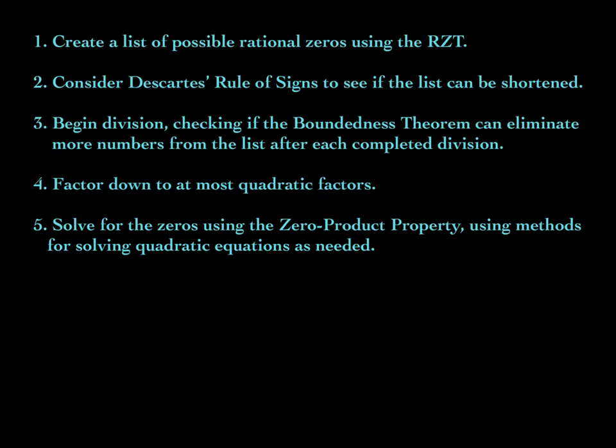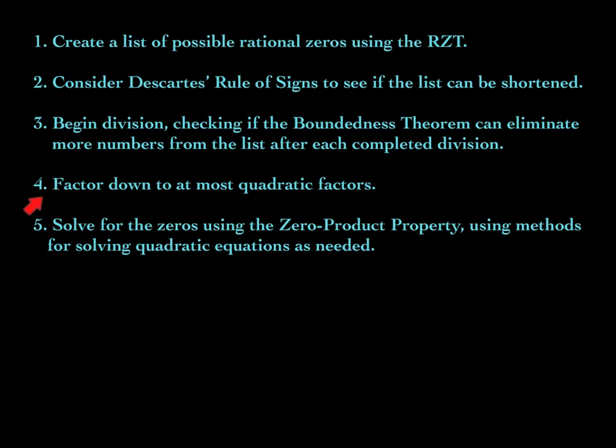Before we look at the last example, I thought you might appreciate some steps since this section has been really lengthy. So here we go. So what we do is we create a list of possible rational zeros using the rational zeros theorem. Then you may want to consider Descartes' rule of signs to see if the list can be shortened. Begin synthetic division. Okay? While you're doing synthetic division, keep your eyes open to see if the boundedness theorem can eliminate more numbers from the list after each completed division. So in other words, look out for upper and lower bounds.